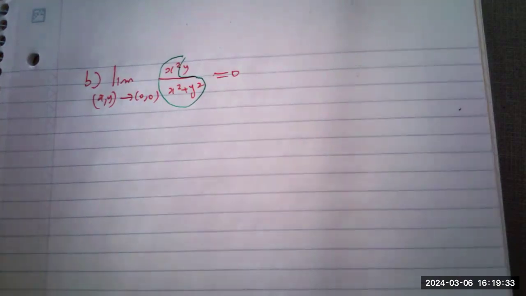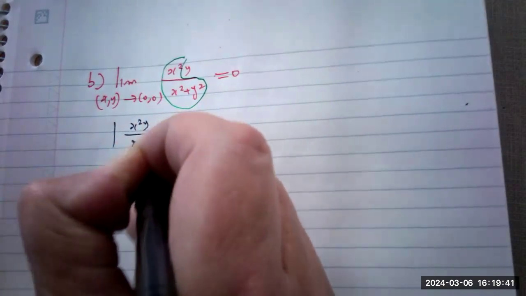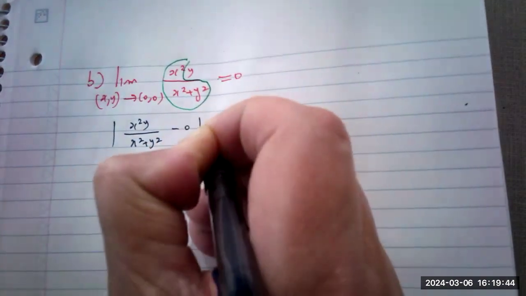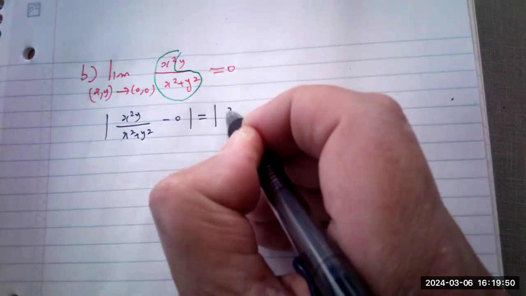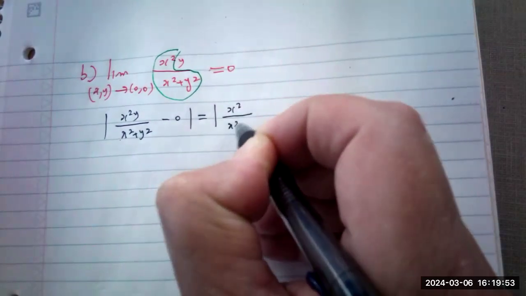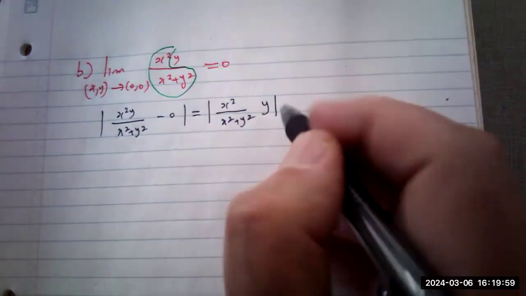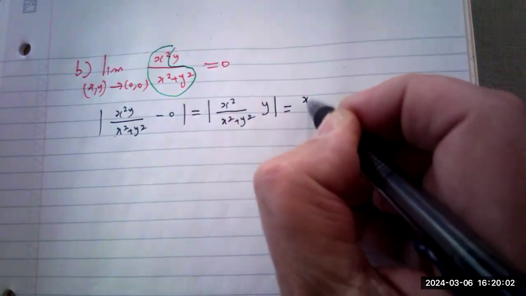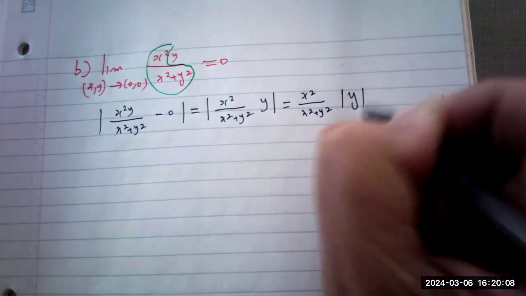What you have is y. So when x and y go to 0, y goes to 0 automatically, and you get the result, okay? So this is going to be the solution. Again, you estimate it. You say x squared y over x squared plus y squared minus 0 is the same as, you rewrite this one, pull out the x squared over x squared plus y squared, then times y. So it's the absolute value of the first one, which is positive, you don't need any absolute value, times the absolute value of the second one.